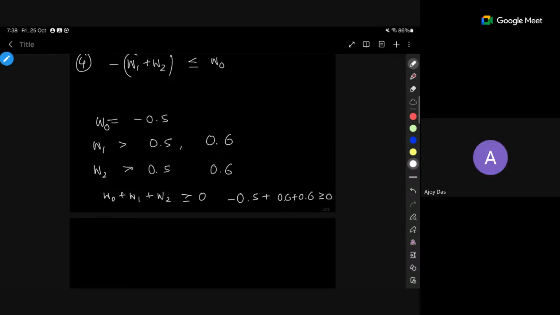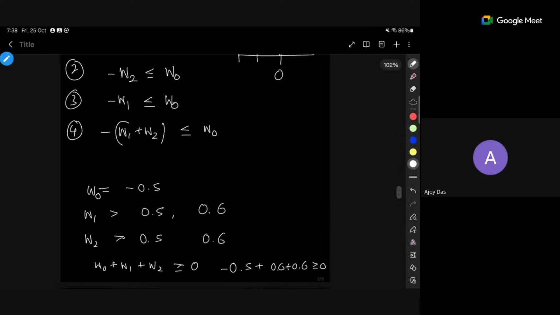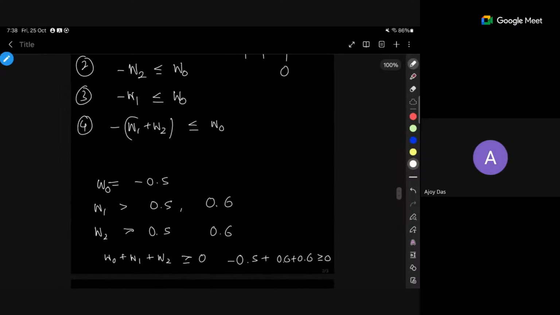Yes. So W1 has to be greater than or equal to 0.5. W1 has to be greater than negative of W0. But W0 is negative 0.5, so it would be greater than or equal. Yes, greater than or equal. Correct.